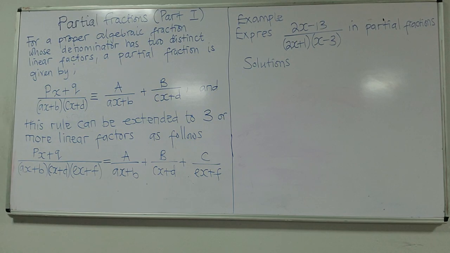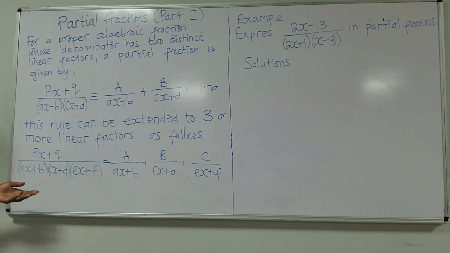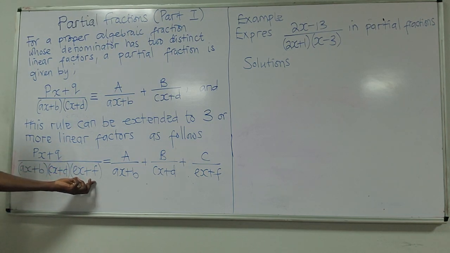So in cases where we have these factors of a particular equation, it means that these are linear in the sense that there is no variable in here which is raised to a particular power other than 1. That's why they are linear factors. So it means that we can split this into A over this plus B over this plus C over this.